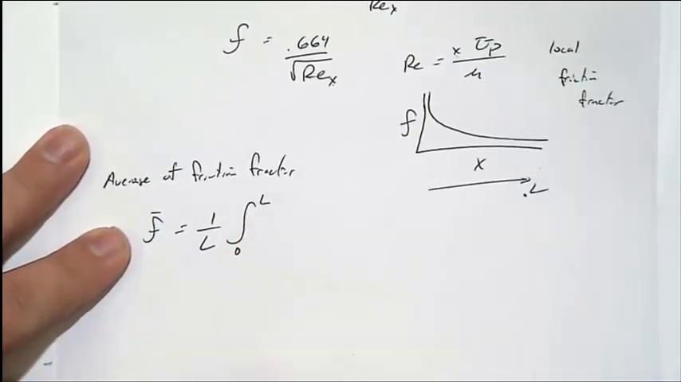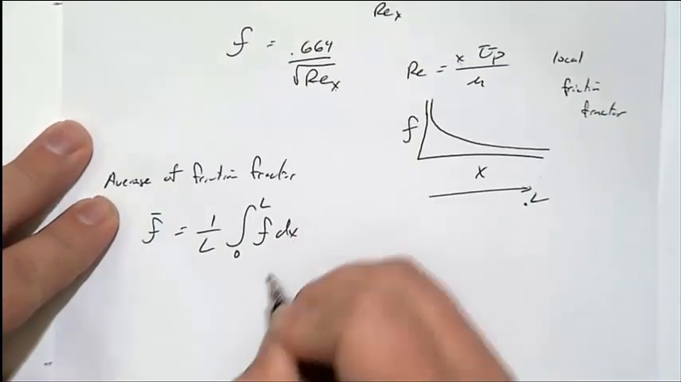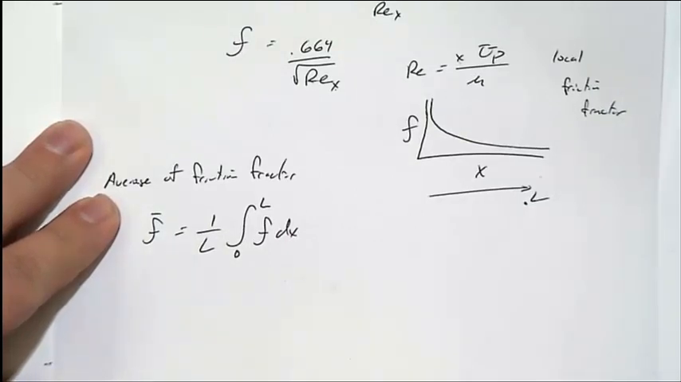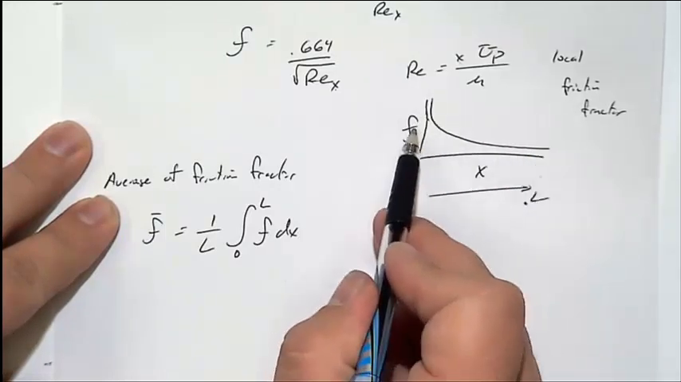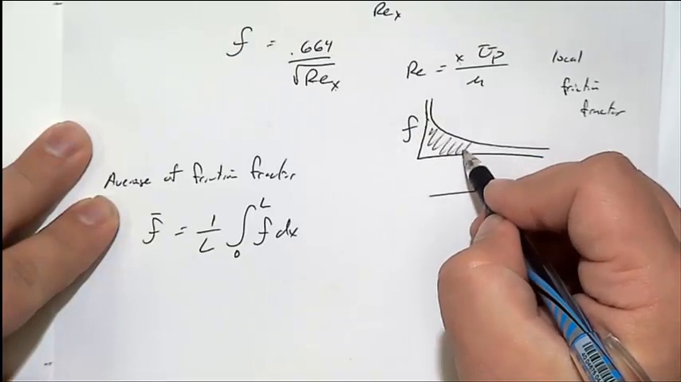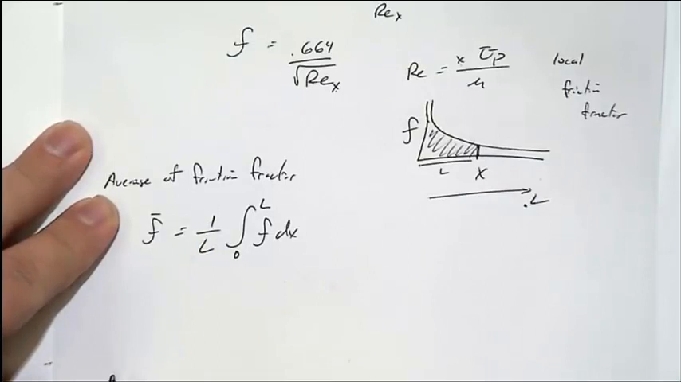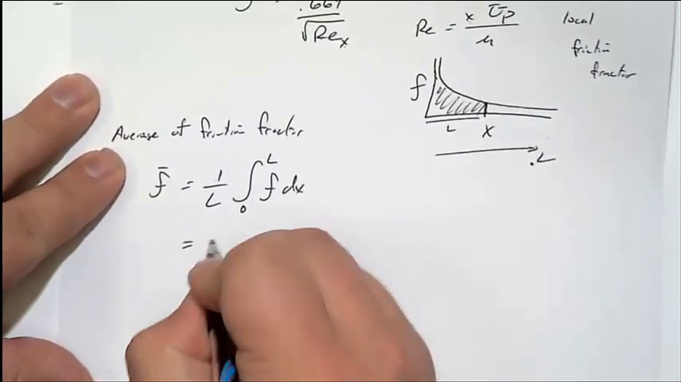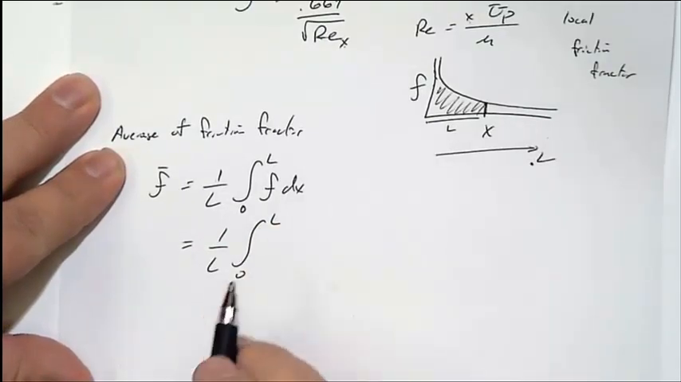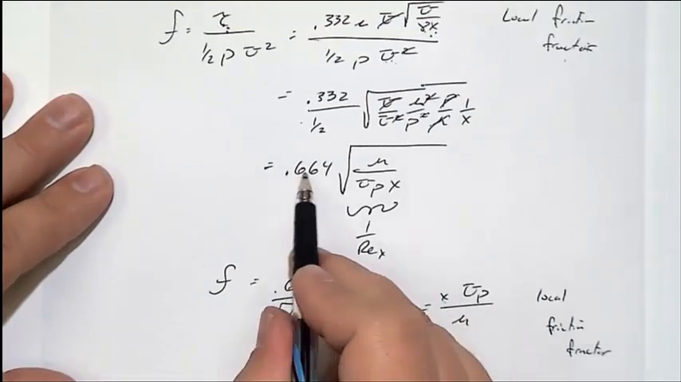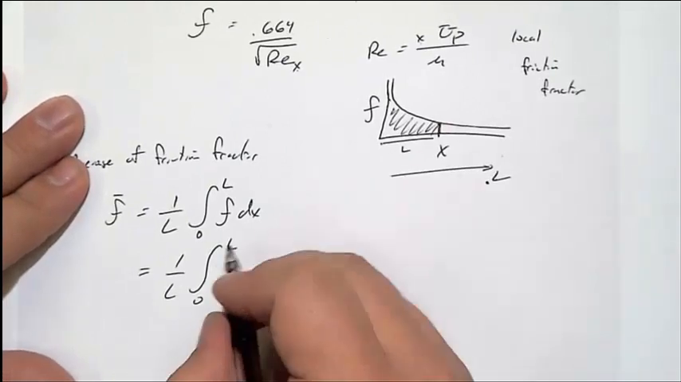So it's going to be 1 over L, and then we integrate from 0 to L the friction factor with respect to dx. And so this is my function, my friction factor. And what I'm going to do is essentially integrate over this whole space, and then I'm going to take the average value of it. Hence the reason I'm going to divide by L. So I go ahead and go about doing this. Evaluate from 0 to L. Plug in this relationship that I have for the localized friction factor.